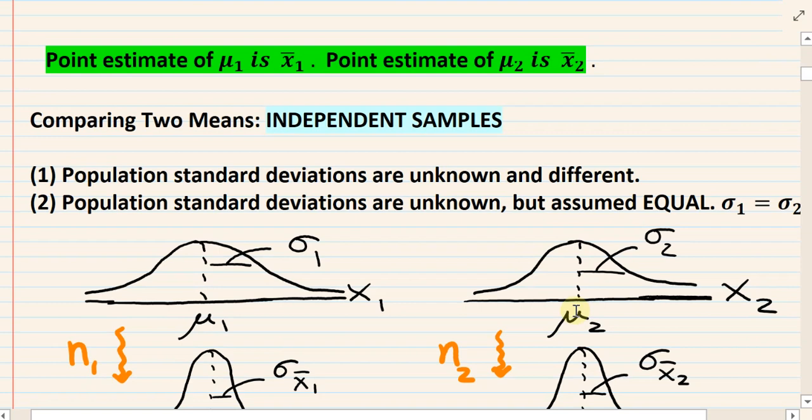So what do we do? We go and obtain individual samples, right? Although in practice we only get one sample from each population, theoretically, in order to arrive at the sampling distribution, we're going to assume we take repeated samples of size n1 from this population, and repeated samples of size n2 from the second population.